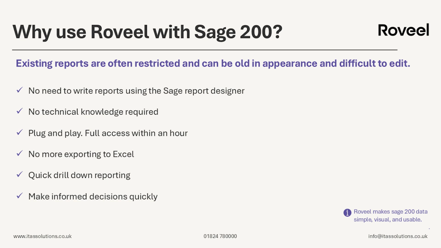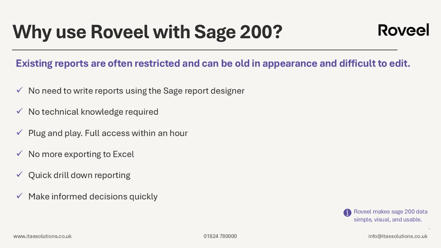formula changes and that sort of stuff, and new codes coming in, all that sort of stuff, that's all handled by Roveel. You put a new nominal code in today, on the synchronization overnight tonight, it'll pick it up, it'll do it, it'll map it, it'll bring it through. Or flag to you that you need to map it.